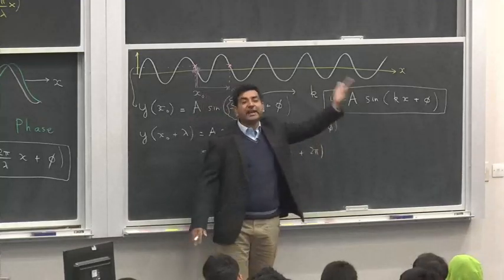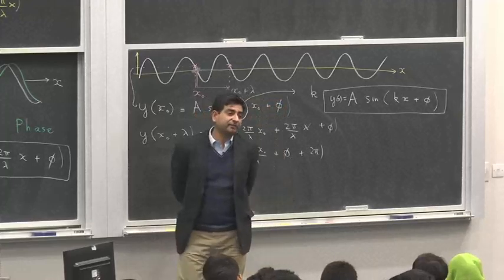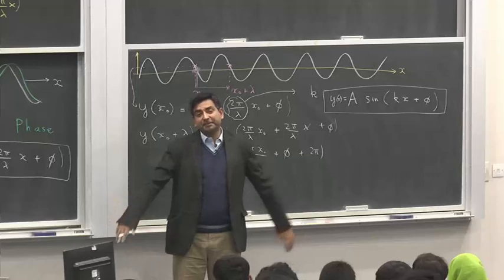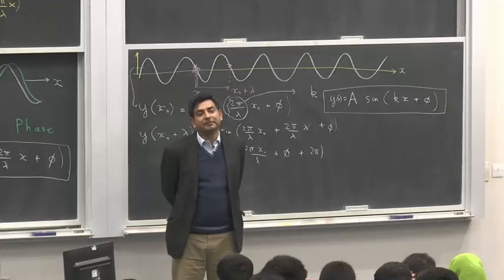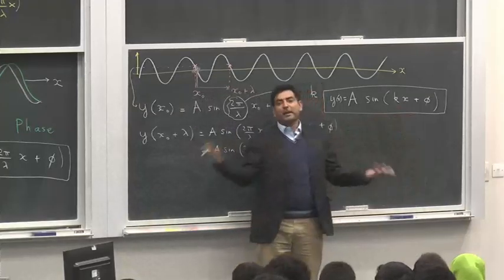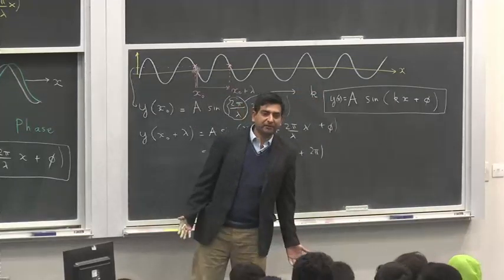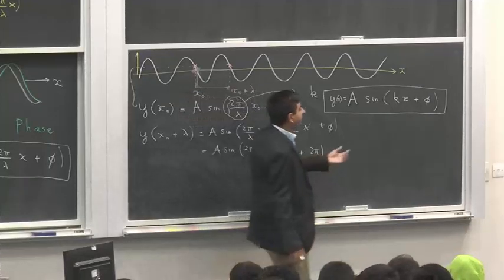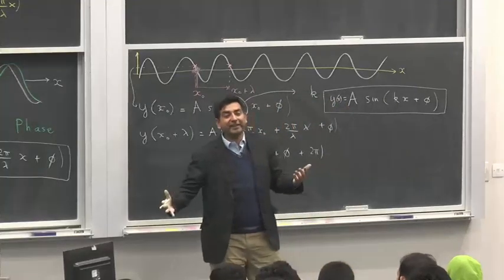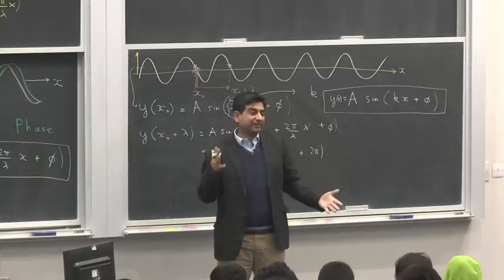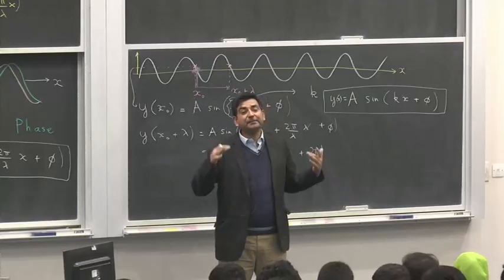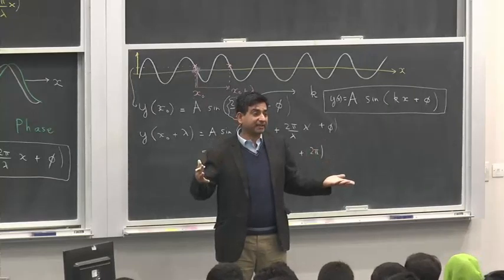Now could it be cosine kx plus phi? Could I write cosine kx plus phi? If I just change the phase by pi by 2, it automatically becomes the cosine kx plus phi. So this phi is our choice. How do we define the origin of the x-axis? It's purely our choice. But it becomes important when we talk about superposition, as I'll explain.